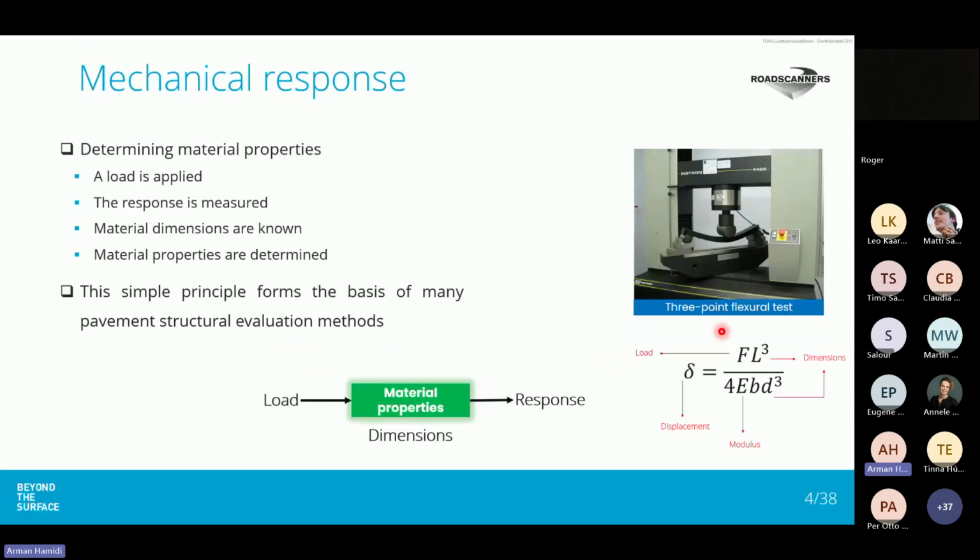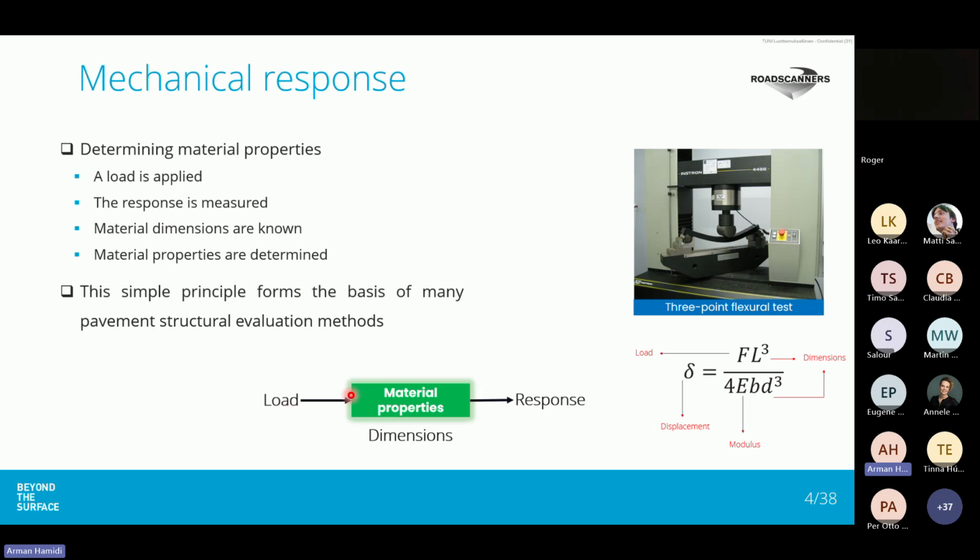If you consider these three-point flexural tests, we can apply a load with a known value to a material. And if the dimensions of the material are known and the load is known, using this test, we can measure the response in sort of displacement or maximum displacement. So if we use an equation like this, we can relate this displacement with the load, dimensions, and a parameter related to the stiffness in the material, which is elastic modulus here.